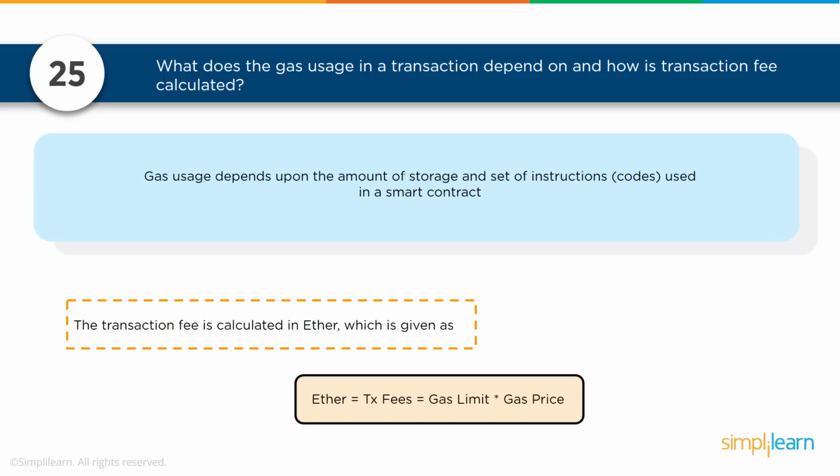What does the gas usage in a transaction depend on, and how is the transaction fee calculated? So gas usage depends upon the amount of storage you are using. If you're using storage-based variables, then the cost of the transactions will be high, the gas will be high. And also the set of instruction codes used in a smart contract. Basically, what operations you are performing on the storage-based variables, as they're costly. And if you are using a huge amount of storage variables, then automatically the cost of your smart contract will keep on increasing. So basically, the transaction fee is calculated in ethers, as the gas price which you have determined for your smart contract multiplied by the gas limit. And this is how your transaction fee is evaluated.